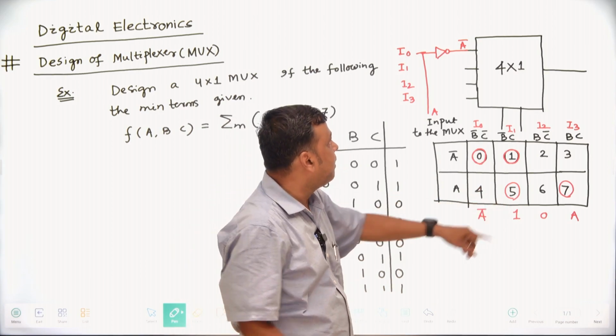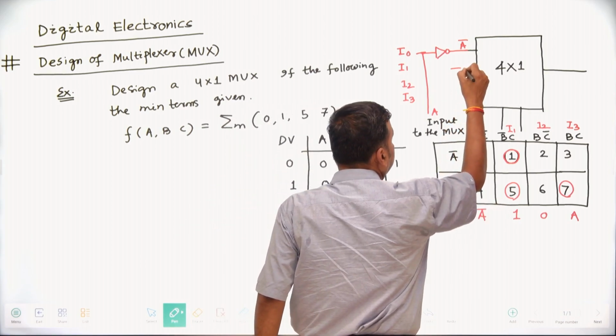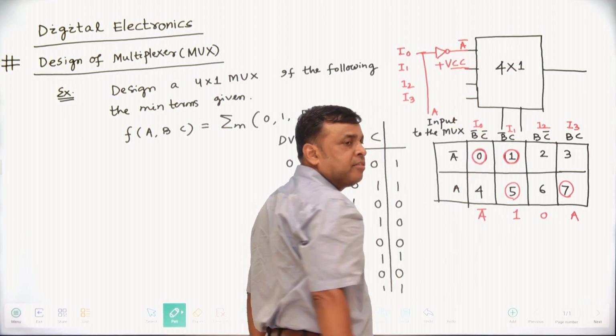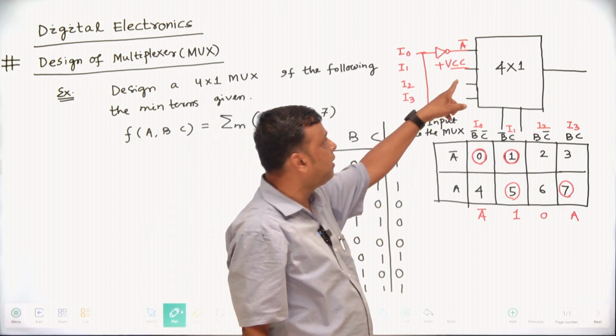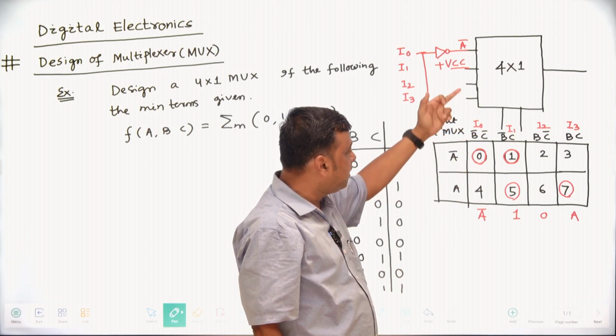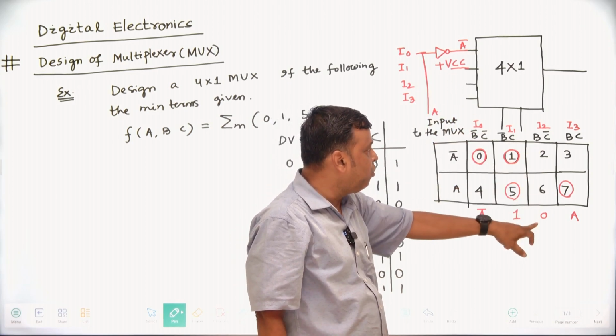I1, that is 1. So 1 is nothing but, you can write, plus VCC. Plus VCC is your 5 volt, or you can write it as 1, it is equal to 1. Then I2, that is 0.